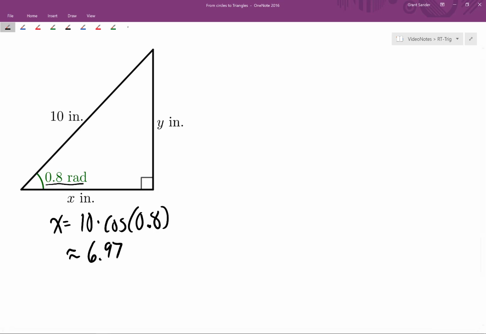On the other hand, y is going to be equal to 10 times sine of 0.8. Sine of 0.8 gives us the vertical side length in units of the hypotenuse. And 10 times sine of 0.8 is approximately 7.17. And therefore, that vertical side is about 7.17 inches long.